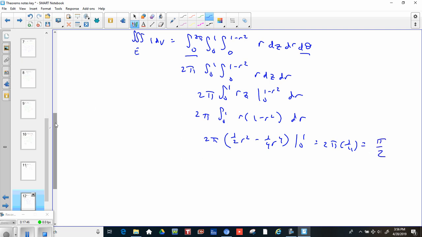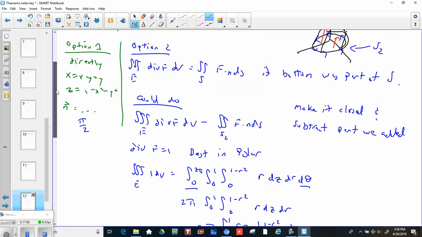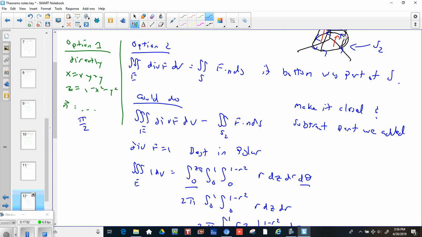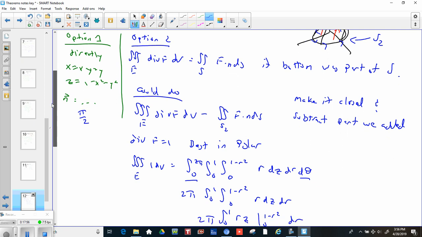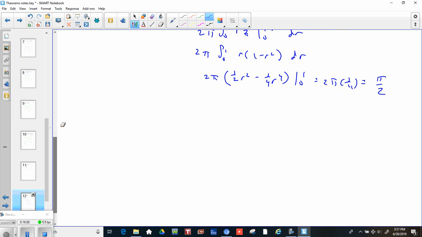And you might say to yourself, wait a minute, I thought you just said the whole answer was pi halves and we haven't subtracted off anything yet. You're absolutely right. Which means that when we do the surface integral of this disk down here, it better be 0, because we need to get pi halves out of that. So we still need to find that just to verify that we've done everything correctly.